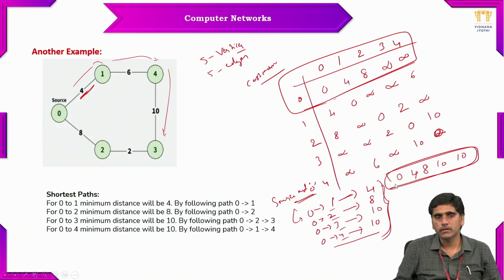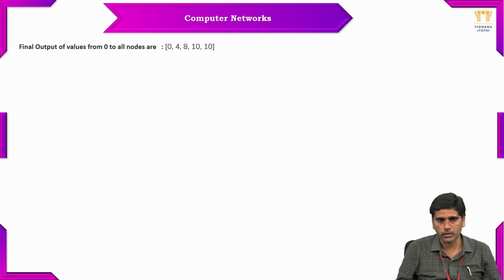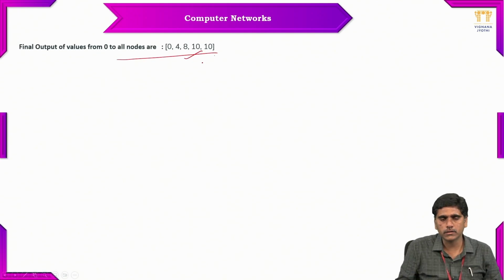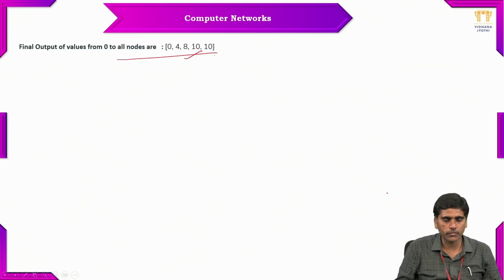In the shortest path algorithm, there are many ways. If you see the number of vertices and edges, you can find multiple paths. Out of all the paths, you have to choose the suitable path. That is the main importance of the Dijkstra algorithm. So the final output values from 0 to all nodes are 0, 4, 8, 10, 10. That is what we saw in this diagram: after constructing the cost matrix, finding the shortest distances and updating the values, the final output is 0, 4, 8, 10, 10.